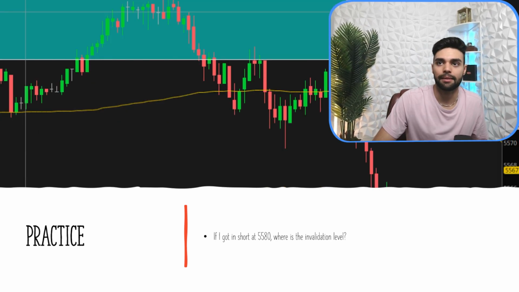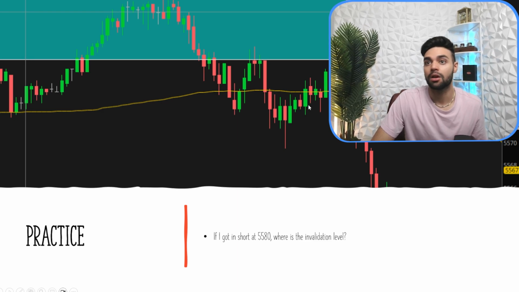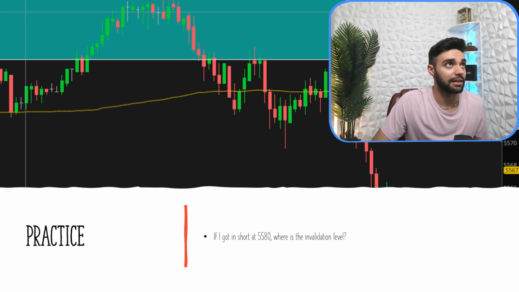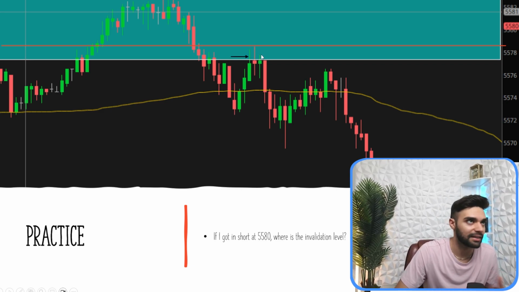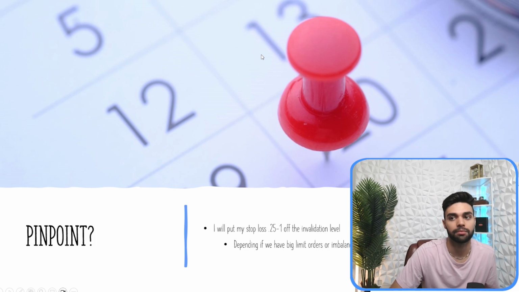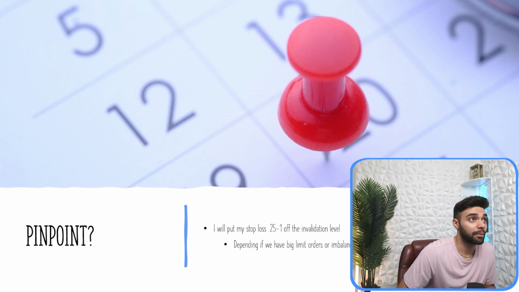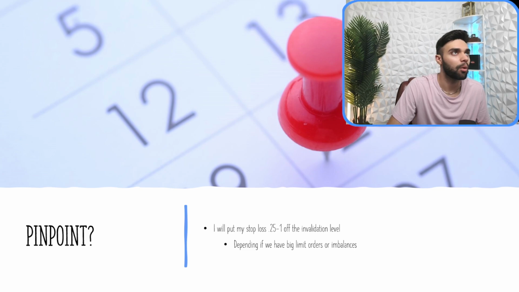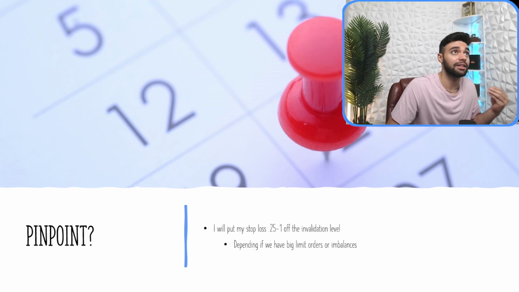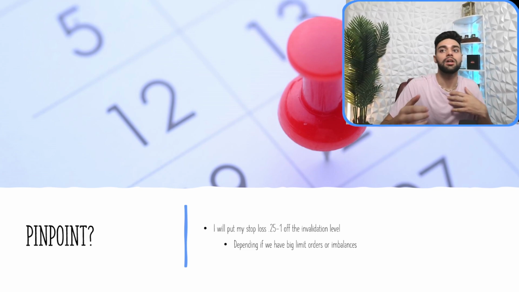Another example: I got short at 5580. Where is the invalidation level at 5580? Let me move myself here. Entry, right here. Where's my invalidation level? Right at the high. Super, super simple. Now, sometimes I'll actually put my stop 0.25, or a point, or a tick off of the actual invalidation level to give myself a little bit of room. So it depends as well.